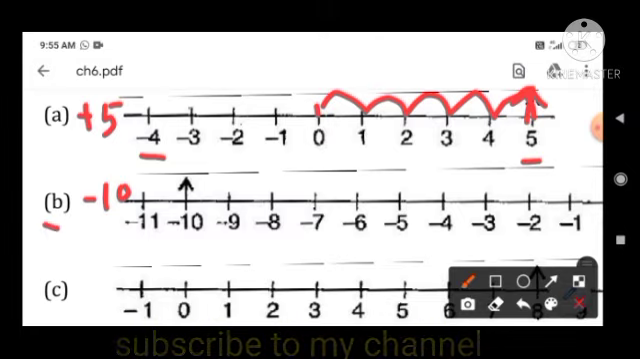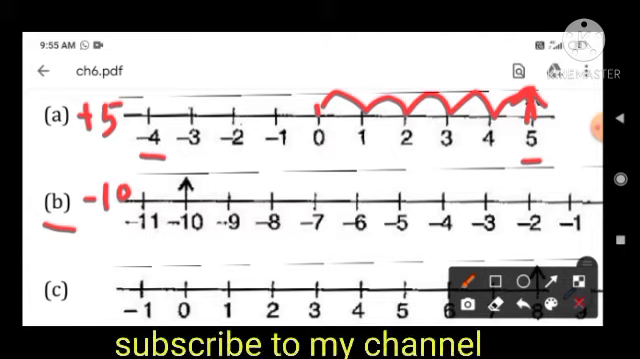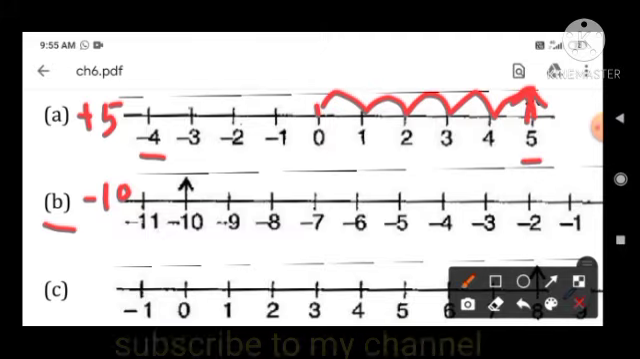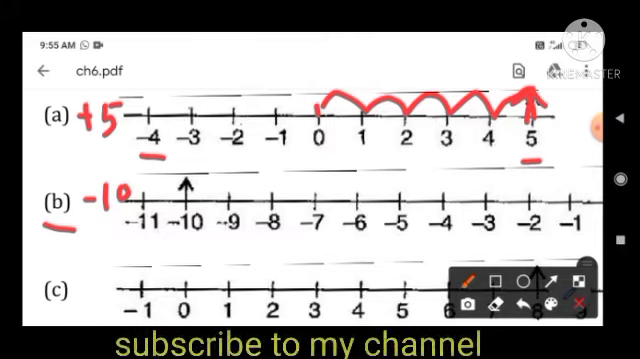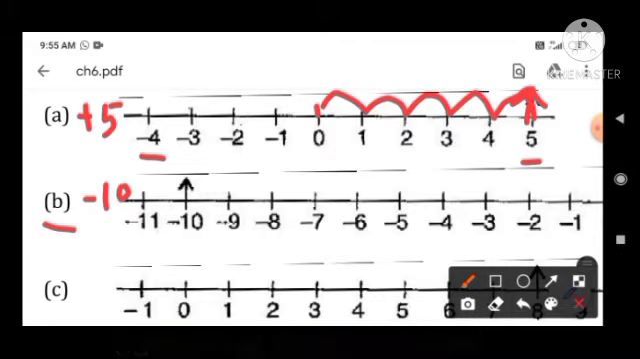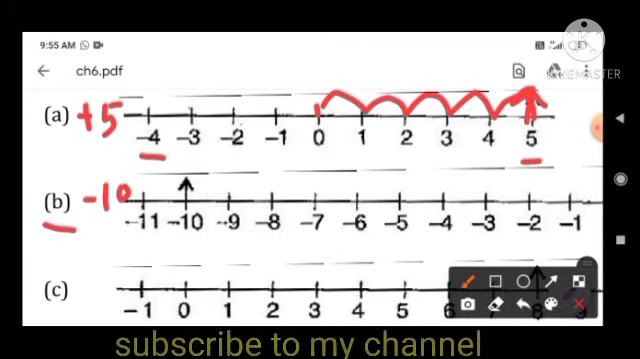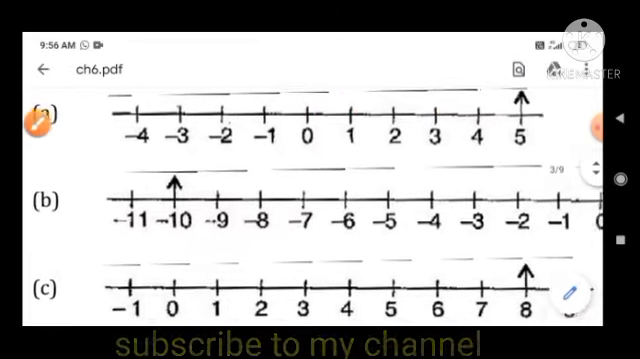Now next, question B is given. Minus 10, isn't it? It is a negative integer. So negative integer means from 0 where will it go? It will go to the left hand side, isn't it? So if it is going to the left hand side, then it is not required to draw all the positive integers, isn't it? There will be no sufficient space.